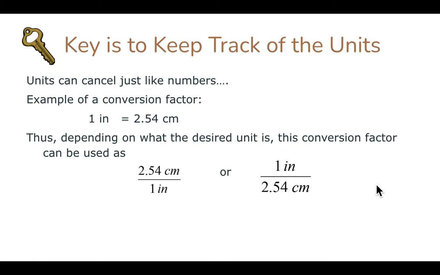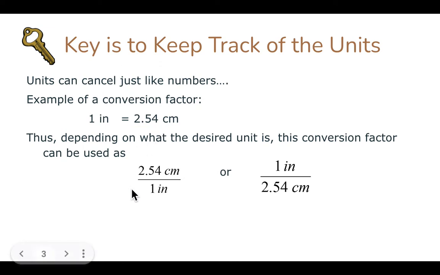So key is to keep track of the units. You might note that units can cancel just like numbers. That's the key to dimensional analysis. Now, an example of a conversion factor is we know that 1 inch equals 2.54 centimeters. Really, look on your ruler. You will see 1 inch corresponds to 2.54 centimeters.